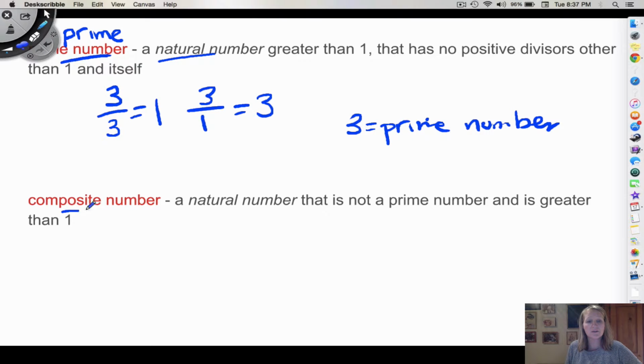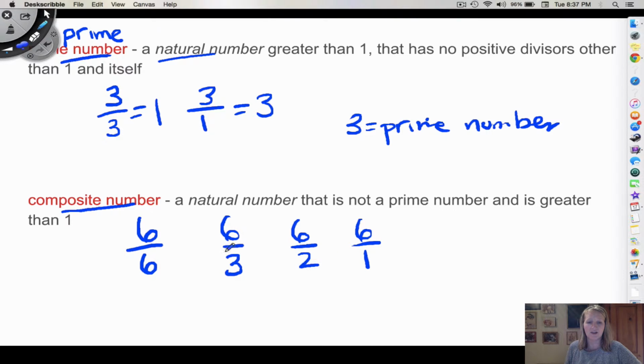Okay, a composite number is your example of something like 6. 6 is divisible by 6. It is divisible by 3. It is divisible by 2. It is even divisible by 1. Okay, the factors that kind of go into 6 are all of those. So a composite number is a number that is not prime, okay, and it's greater than 0. So a composite number is a number that can have a whole bunch of things go into it, okay?